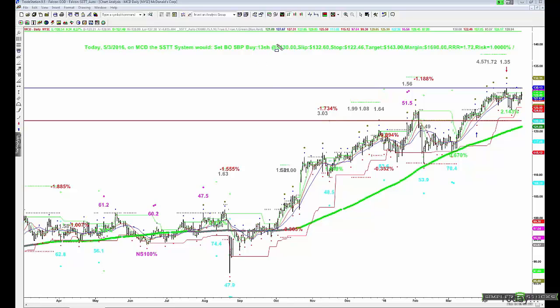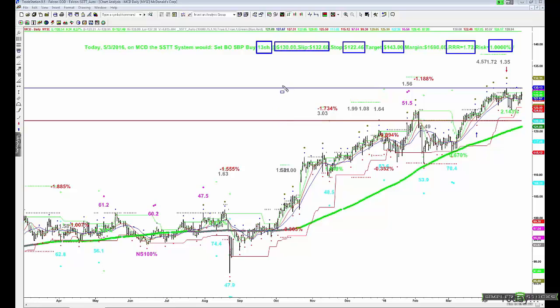And on this trade, our entry is going to be 130 even, and max slippage is 132.60. Stop is going to be 122.46. We have a target of 143. This one has a risk-reward ratio of 1.72, and we're going to risk 1% of our account value on this trade. $10,000 account, you could set that up for 13 shares.